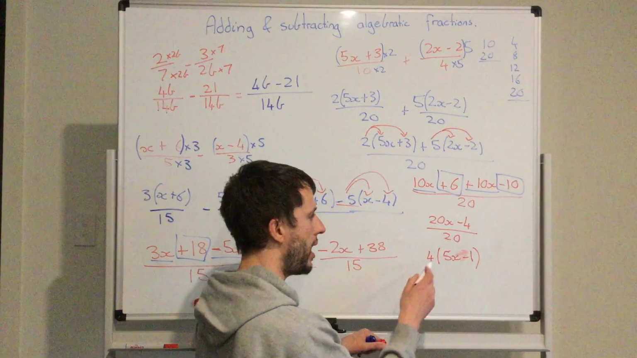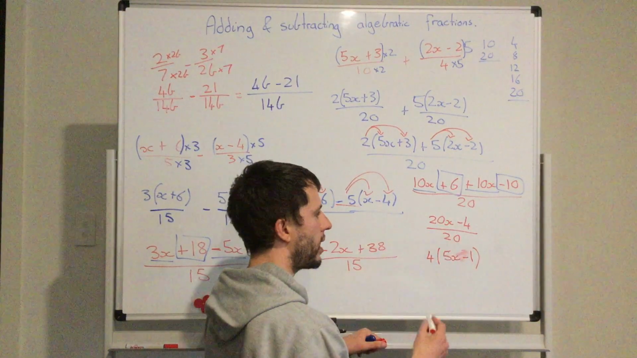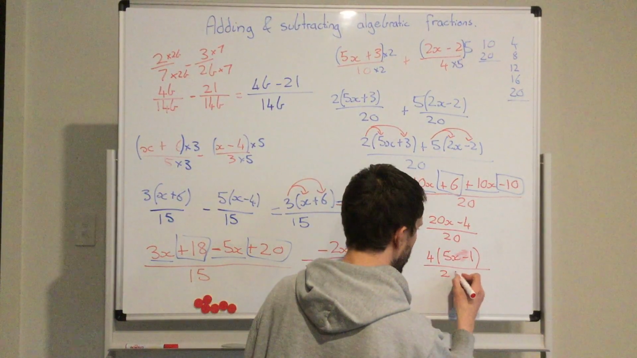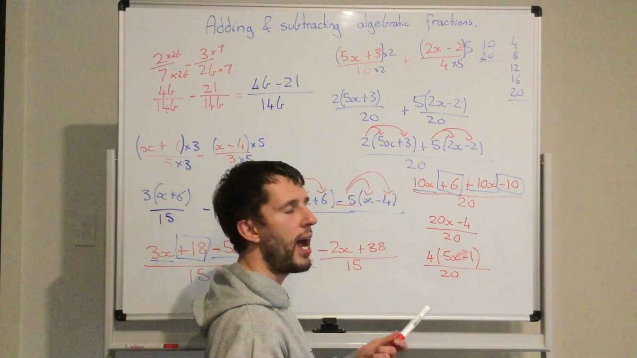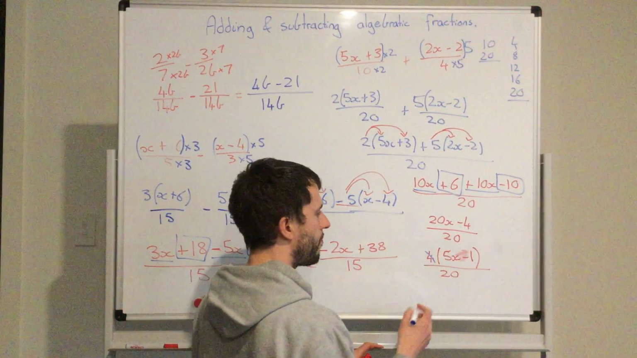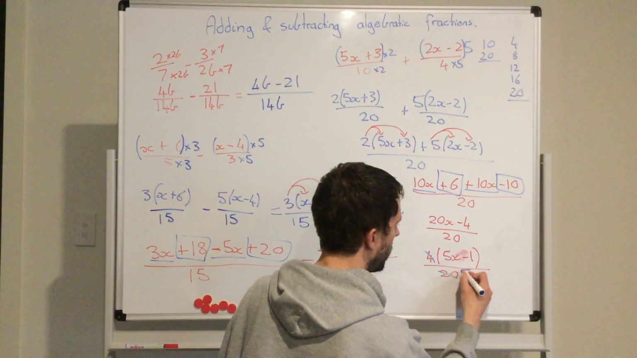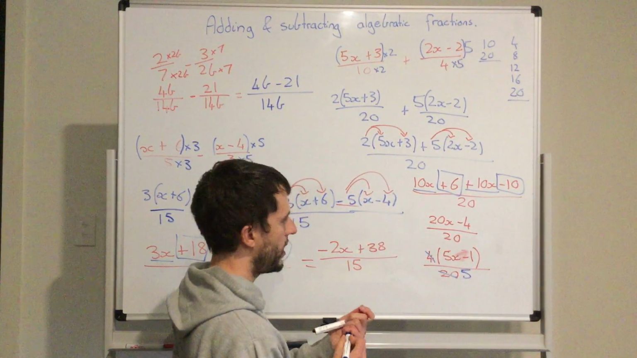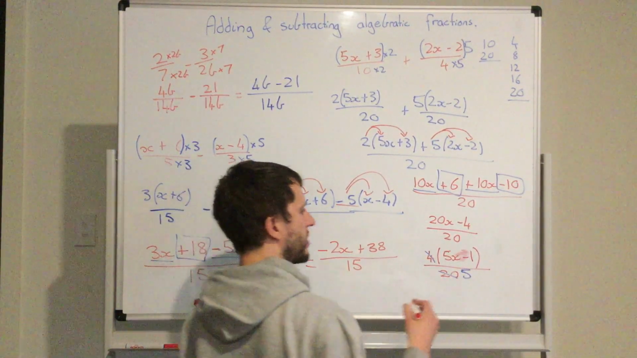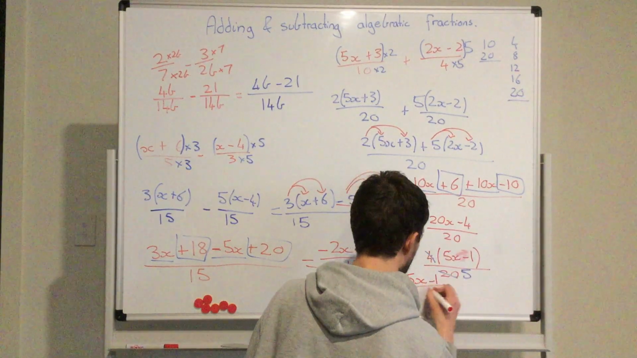I can double check that. 4 times 5x is 20x. 4 times negative 1 is negative 4. Over 20. Then I can simplify. 4 divided by 4 equals 1. 20 divided by 4 equals 5. The answer is 5x take 1 over 5.